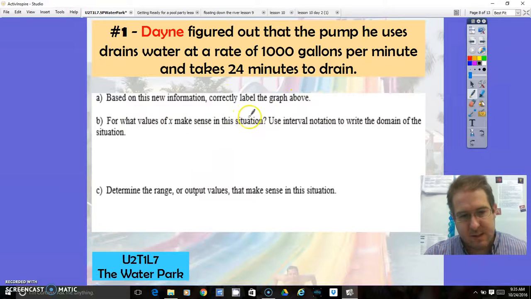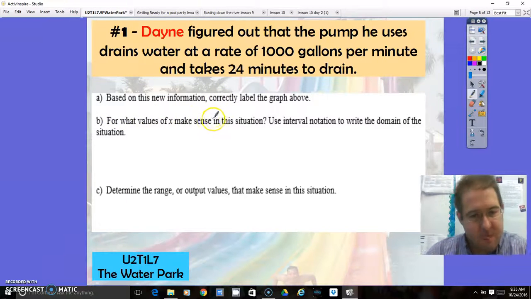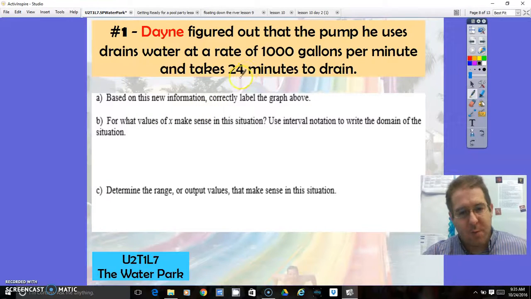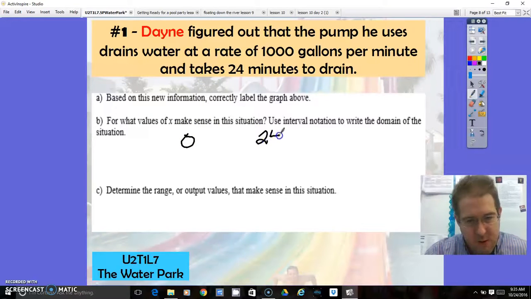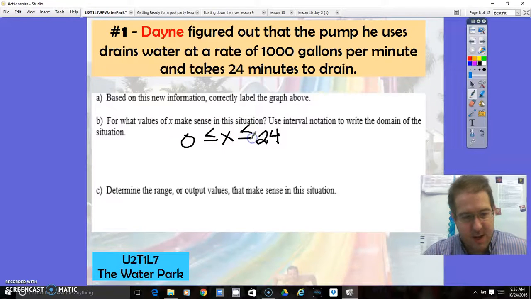For what values of x make sense in this situation? Dane figured out that the pump he uses drains the water out at a rate of 1,000 gallons per minute and takes 24 minutes to drain. Well, it takes 24 minutes in order to drain. It takes anywhere from 0 to 24 minutes. X can be anything in between because after that it's finished draining.